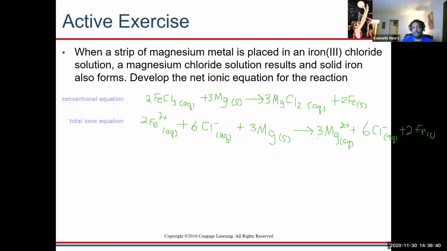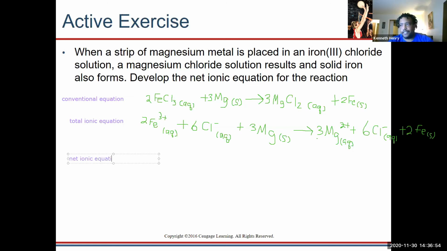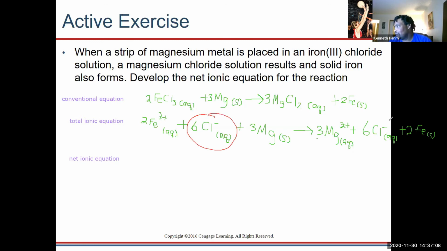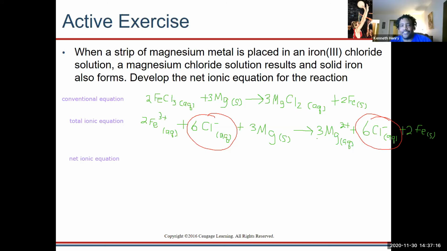Okay, so next we're doing net ionic. So this is where we take out the spectators? Yeah, so that means we have to identify the spectators. Okay, we'll circle them in red. So would it just be the 6 Cl? Okay. Because if they have a charge, then they're not the same. So that wouldn't mean that they're a spectator, right? That is correct.